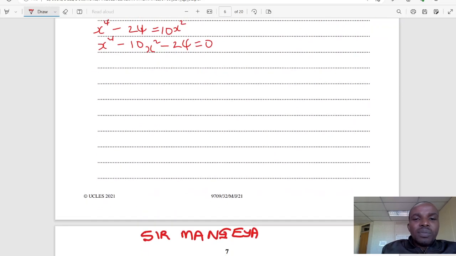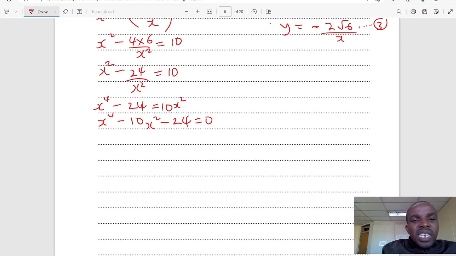Then you can factorize this part. It will be x squared here, then x squared here. Let me factorize this part. What are the numbers that, when you multiply them, give you negative 24, and when you add or subtract, give you negative 10? The numbers are minus 12 and plus 2. These are the numbers, right? If you multiply them you get negative 24, and add or subtract, negative 10.